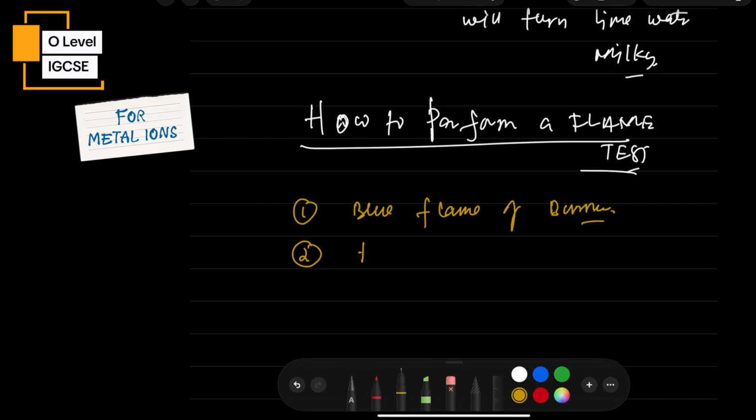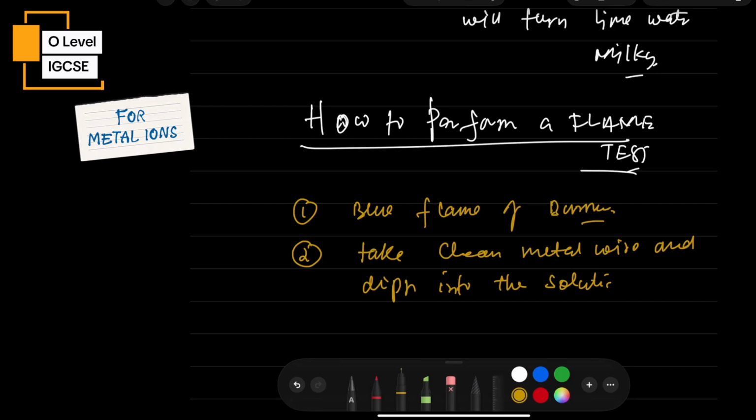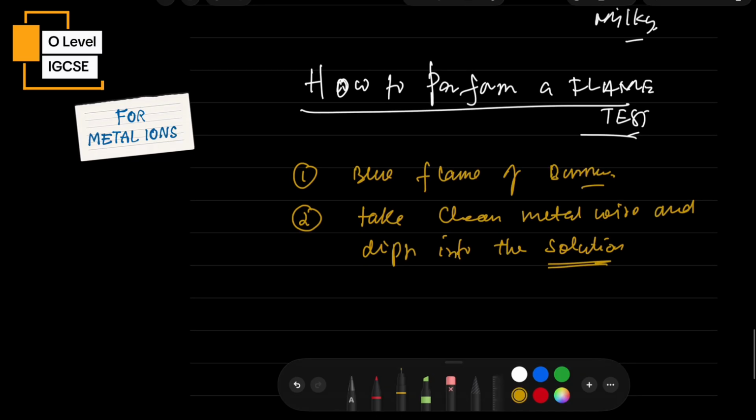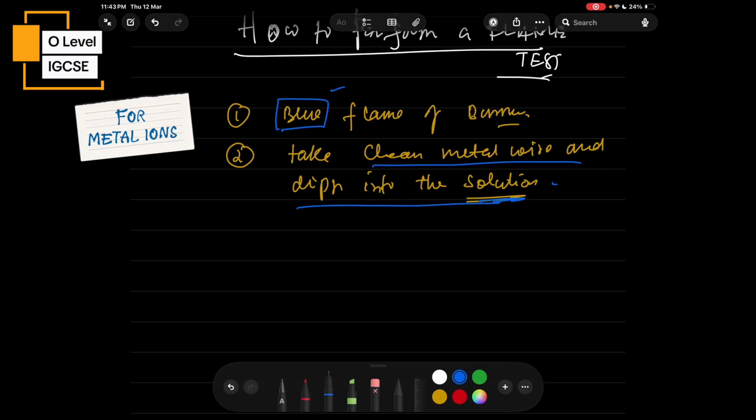Number two, take a clean metal wire and dip it into the solution that is to be examined. So, set your flame to the blue color of the burner, then take a clean metal wire and dip it into the solution through which we are going to identify the metal ion.